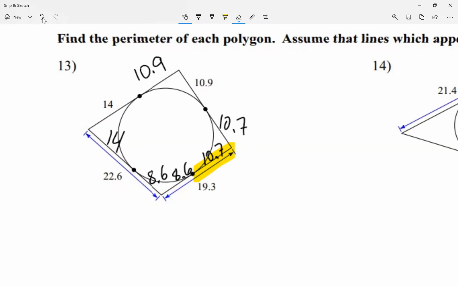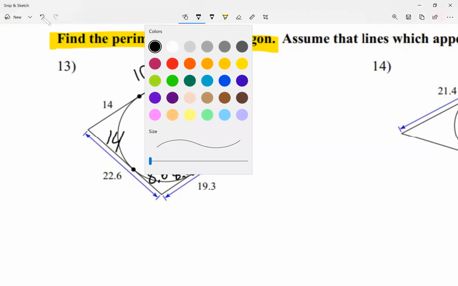So what I wanted to do first was find out how big is each tangent segment that I see here. Now I'll go back to my instructions, and it says, find the perimeter of each polygon. All right, a polygon is a figure where all the sides are straight, like rectangles, triangles, right? Figures that have straight sides. So like a circle is not a polygon. And I know for the perimeter, I have to add all the sides.